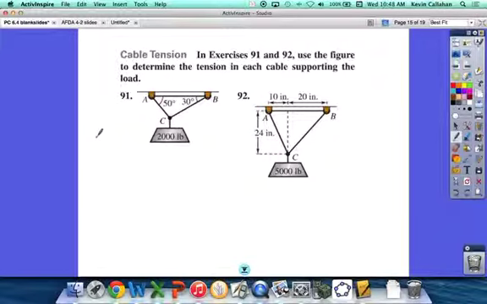And because the angles are not equal, it's not going to be the same thing. So how many things do you have to solve for? 2. The tension in each cable. We need to know a T1 and we need to know a T2. Okay, well, what do we need in order to solve for 2 unknowns?